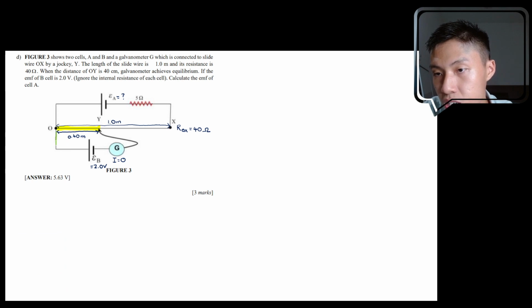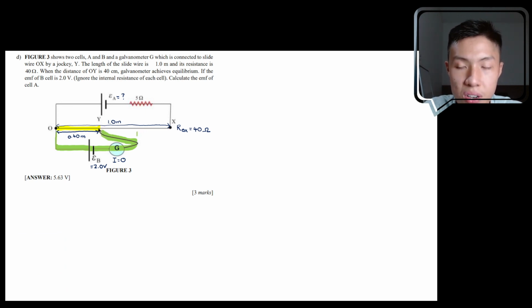Okay, the potential difference across the yellow path will be equal to the potential difference across the green path actually. Okay, so why do we know that? It's because of Kirchhoff's rule as well. Kirchhoff's rule tells us that at any loop, the sum of V must be equal to 0, right?